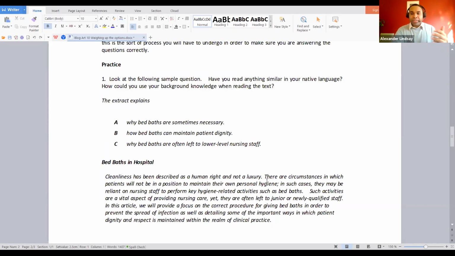So if you have read something similar to this before, then that's where you can start to use your own background knowledge, isn't it? Straight away, you can look at it and say, okay, bed baths, it's the sort of thing I'm familiar with. It's the sort of thing that I've been exposed to in my own professional experience. So I've got that background knowledge. I've got that background experience. Brilliant. So you should feel more confident and comfortable when approaching the question.